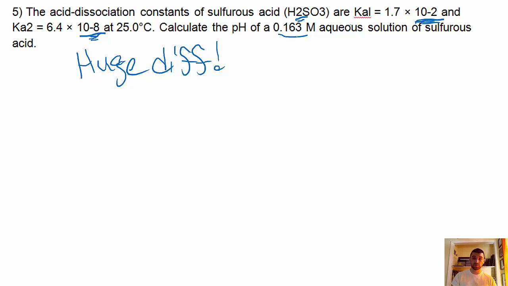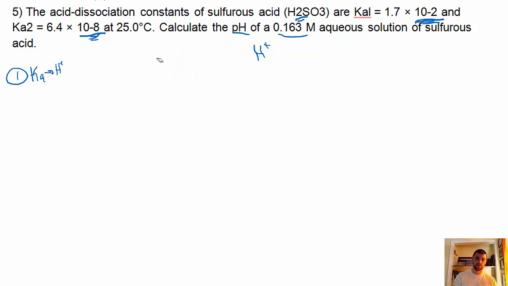So it wants a pH, which means I'm going to have to get the H plus concentration. How am I going to do that? Well, my first trick is I'm going to use Ka to get my H plus like I did in the last problem. Right? Then what's my second step going to be? Well, what are they actually asking for? pH. So then you use the H plus to give you the pH. So let's do a little bit.